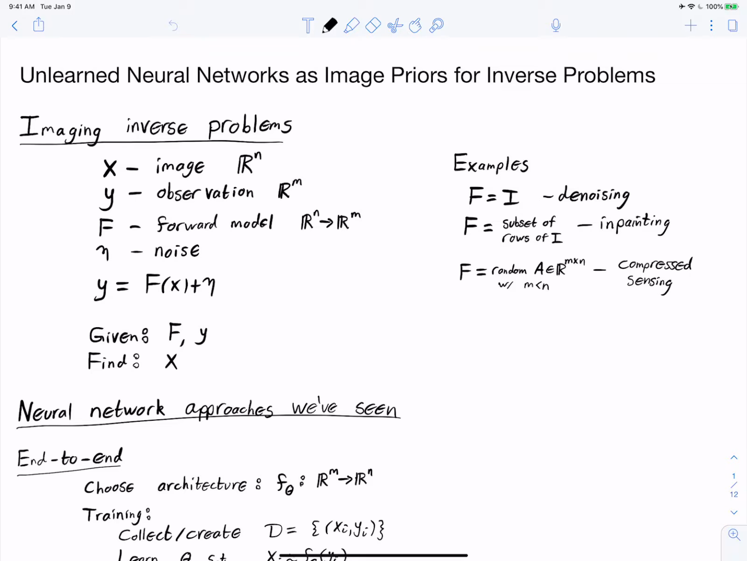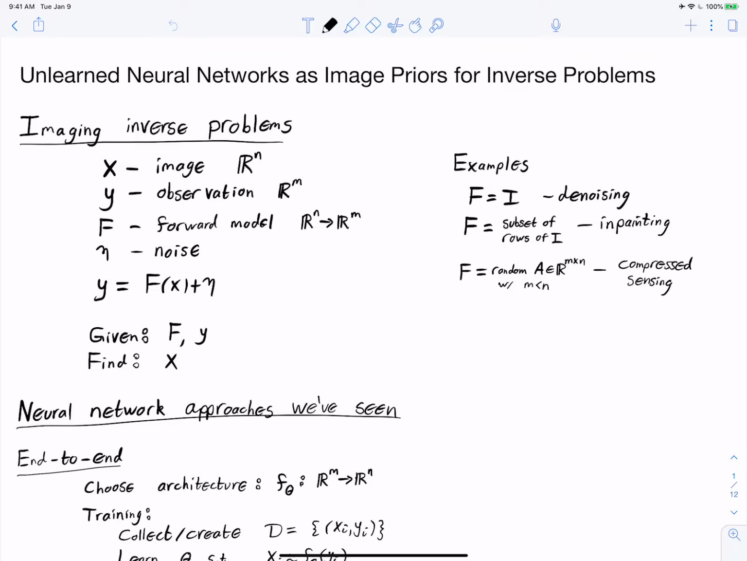This is a lecture on using unlearned neural networks as image priors for inverse problems. In this case, an unlearned neural net means a neural network that has never seen training data, nor has been officially trained. It's really just a collection of random weights ready to solve an inverse problem of interest. All right, so what are these problems?